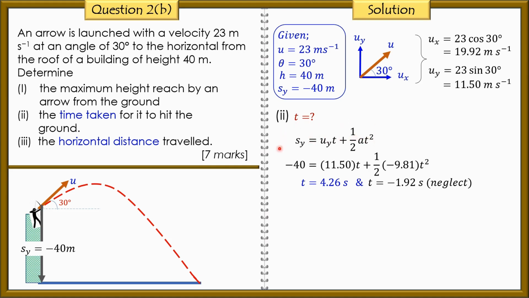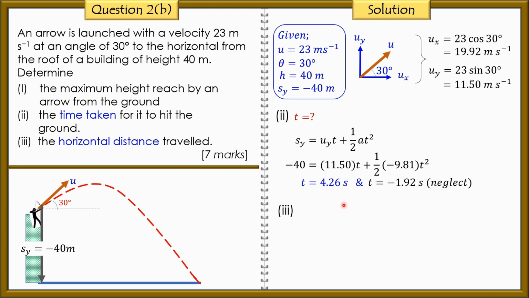So we use this equation. And when you substitute, take a look at the sy. We substitute sy is negative 40 because the direction of sy is downward, and then uy is 11.5, and then a is negative 9.81. When you calculate, you will get two values for t: the first is positive 4.26 seconds, and the second one is negative 1.92 seconds. So we just take the positive value for t.